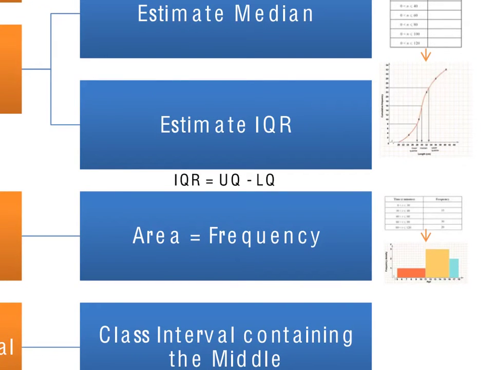They could also ask you to estimate the interquartile range. To do that, you've got to find the lower quartile and the upper quartile, and then find the difference between them. Again, this time you go a quarter of the way up for the lower quartile, 3/4 of the way up for the upper quartile.